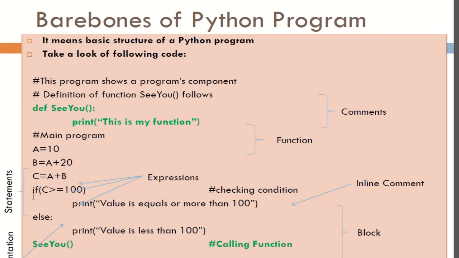Okay, next is if c greater than equal to 100. This is a condition. If is the condition being applied. So here c greater than equal to 100 is your expression. Okay, now next is print. Print is your statement. Okay, this is the statement.